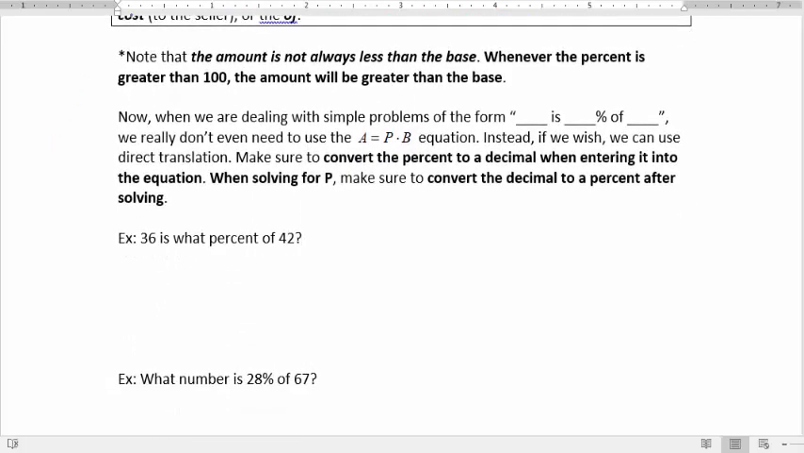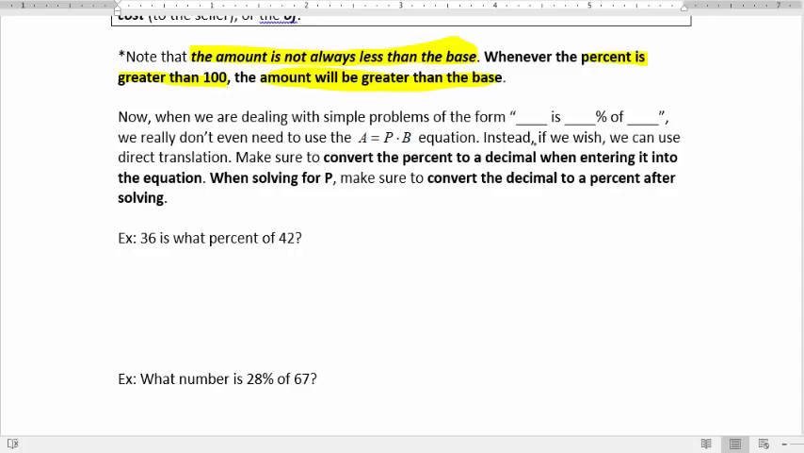And then one little note that I make here is it's important to remember this: the amount is not always less than the base. Whenever the percent is greater than 100, the amount is going to be greater than the base. Just keep that in mind, because you tend to think of a part as always being less than a whole, but a part could be greater than the whole whenever the change is more than 100%. So if the percent is greater than 100, the amount is going to be greater than the base.